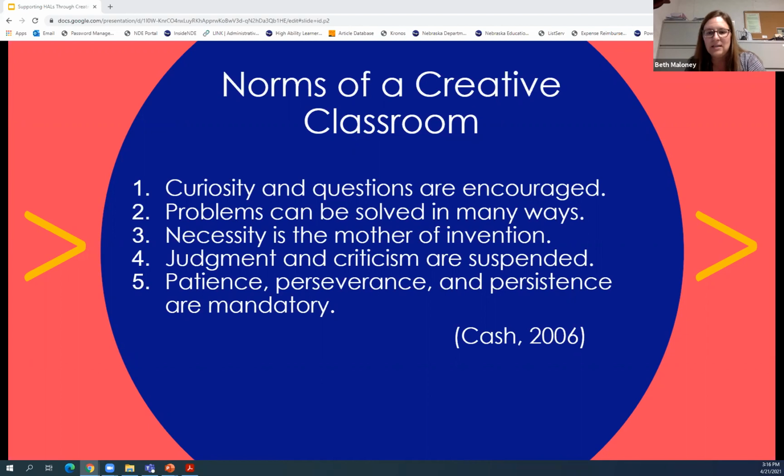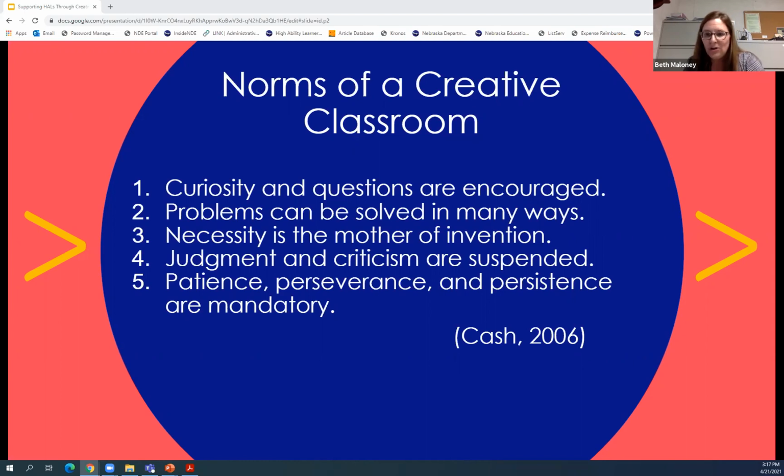I think everyone has good intentions, but really great teachers encourage curiosity and questions. Problems can be solved in many ways, and they are looking for students to be creative in how they solve their problems. That necessity is the mother of invention is just kind of interesting. Judgment and criticism are suspended. So that's really, I think, in how the students are interacting with each other. So they're encouraging and not tearing each other down.